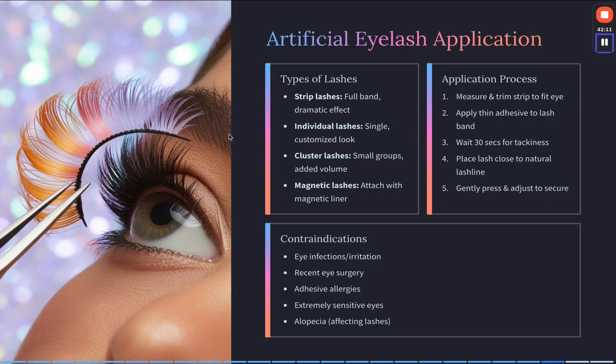In terms of application process, always start your eyelash application by measuring and trimming them to fit the shape of the eye. After you have determined the length, you're going to apply your adhesive. Wait about 30 seconds to allow that adhesive to become tacky, and place that lash as close to the natural lash line as possible. You can gently press and adjust the strip lash or the clusters or the magnetic lash strip to secure. Okay.